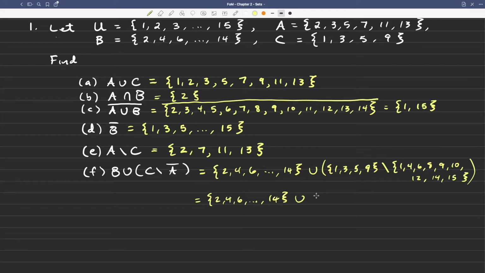Union. Okay, so then I'm going to take the set 1, 3, 5, 9 and throw away anything that I also see here amongst these elements. So I'd throw away the 1. I would not throw away the 3. I would not throw away the 5, but I would throw away the 9. So it looks like the only thing I keep is 3 and 5 here. And so looks like we're going to get 2, 3, 4, 5, 6, then it goes 8, 10, 12, 14. All right.